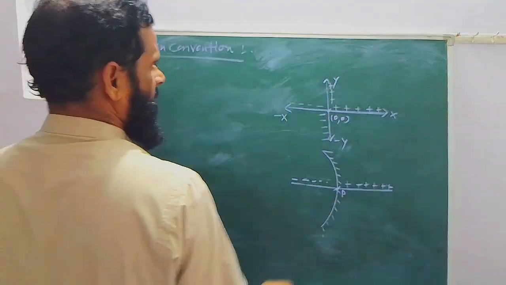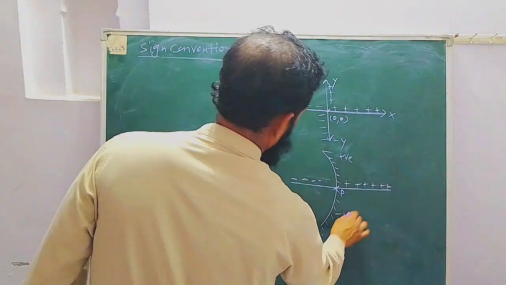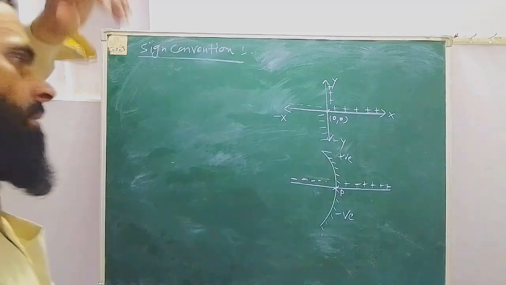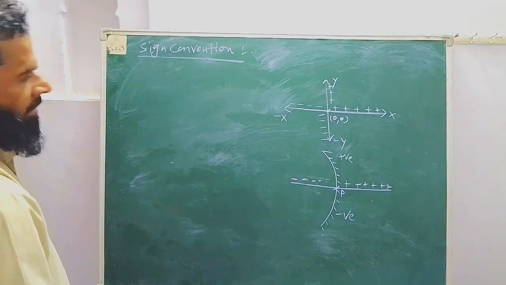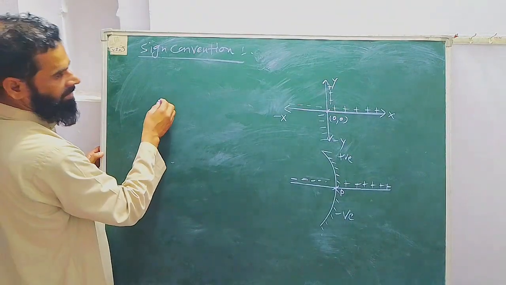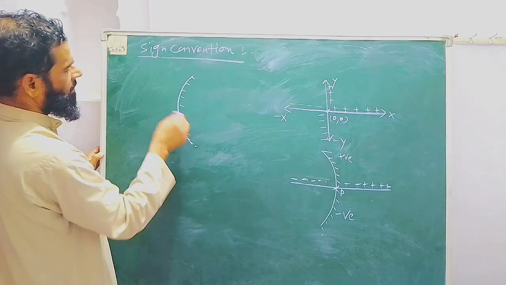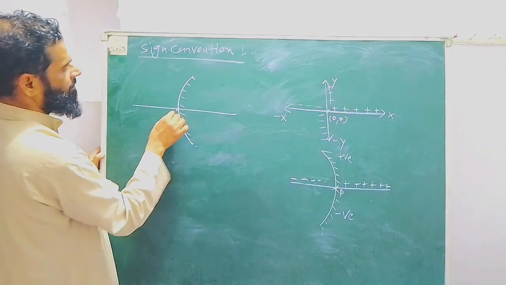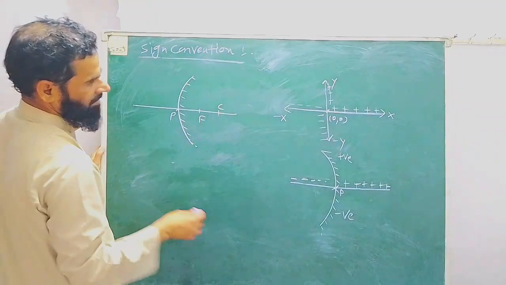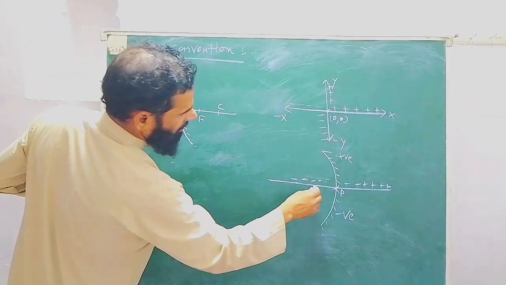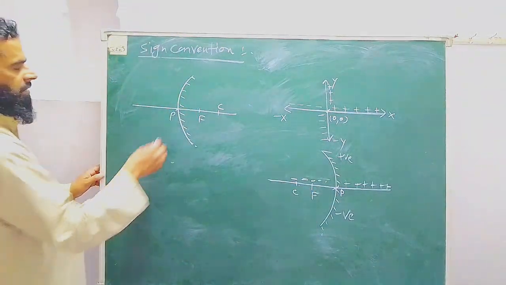Similarly, in the upward direction we take positive and downward we take negative. So it is very helpful in solving the numericals. Okay, similarly for a convex mirror, we have the principal axis, the pole, focus, and the center of curvature. Similarly, in case of the concave mirror, you can take the principal focus, center of curvature, and this is the pole.